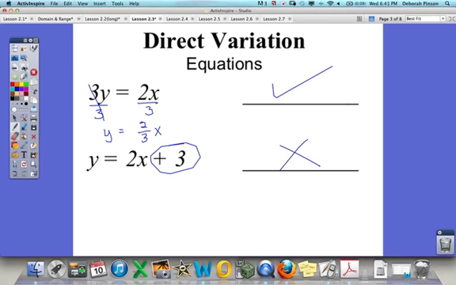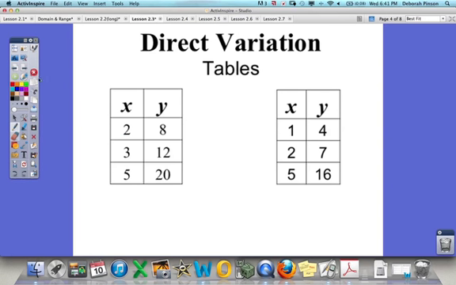The b's not 0. Now, if you're looking at tables, in order for it to be direct variation, you should see a direct multiplication link. See how each of these you can multiply by 4 and get the y value? This is direct variation. Here, it's not consistent what you would multiply by.